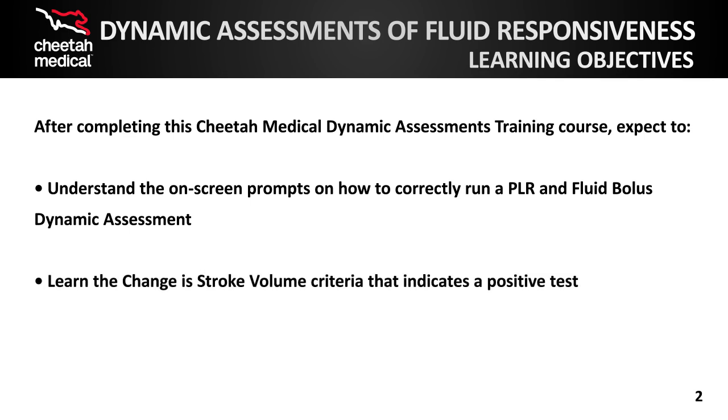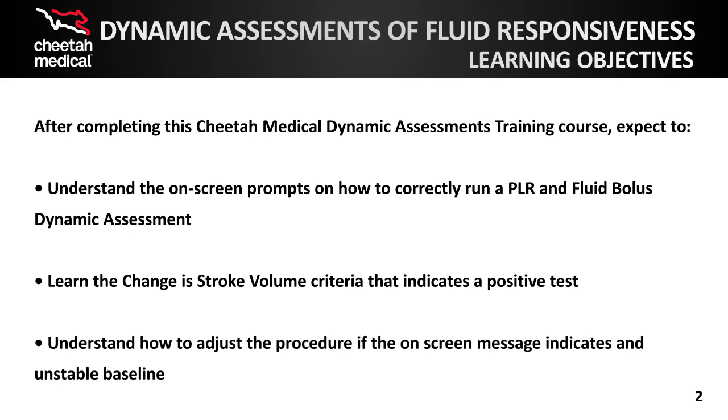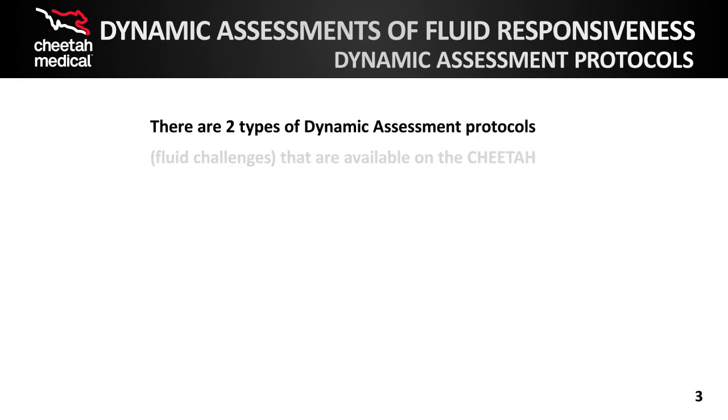Learn the change in stroke volume criteria that indicates a positive test. Understand how to adjust the procedure if the on-screen message indicates an unstable baseline. There are two types of fluid challenge protocols, dynamic assessments, in the Cheetah Starling SV system.